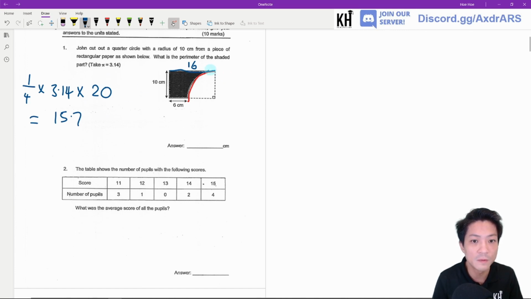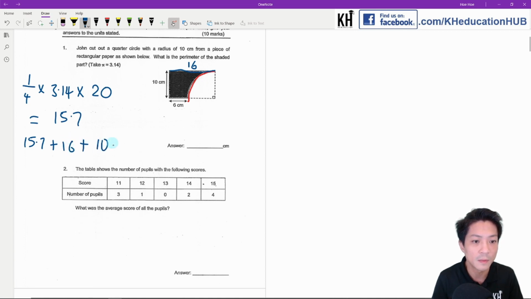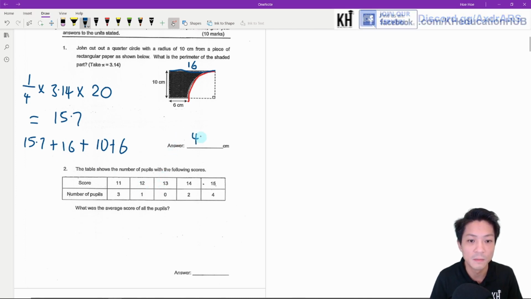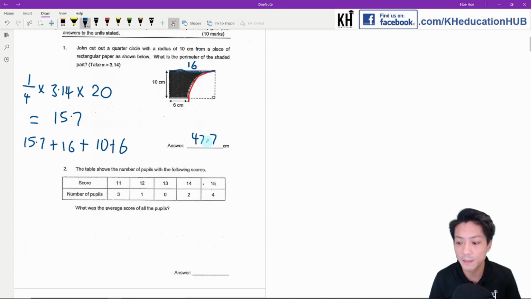Okay, 15.7 is this red line, and then after that I need to add 15.7 plus 16 plus 10 plus 6, which is another 16. This will give me the answer. Okay, or 47.7 cm.